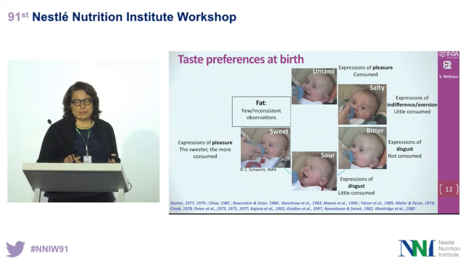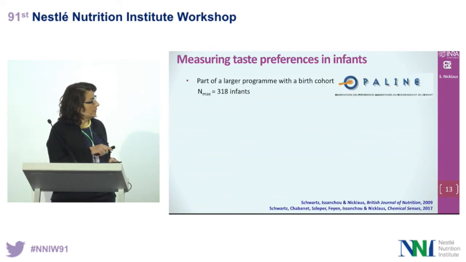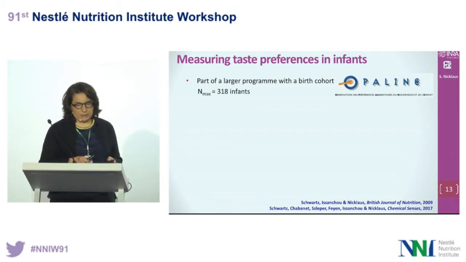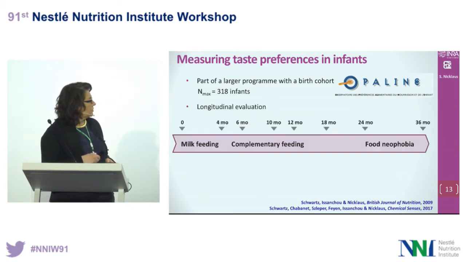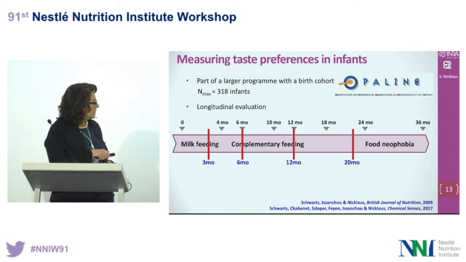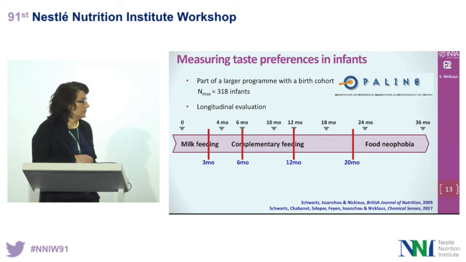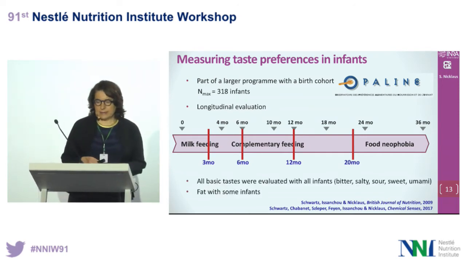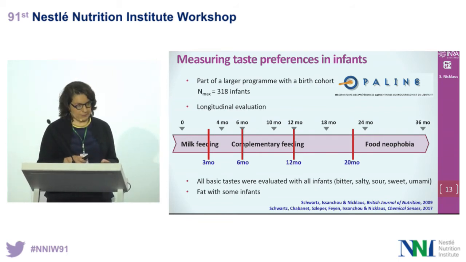So to expand a little bit this knowledge about taste preference in infants, we developed a study, the Opaline study, the Observatory of Food Preference in Infants and Children. That was a birth cohort that we set up in Dijon, in France, where my lab is, with over 300 children at inclusion. So we performed the longitudinal evaluation of taste preference at different stages through the first 2 years of life. At 3 months, that is before the introduction of complementary feeding. At 6 months, that is around the time of complementary feeding, 12 months and 20 months, right before the appearance of food neophobia. So we evaluated preference for all basic tastes and also for fat taste for some infants.